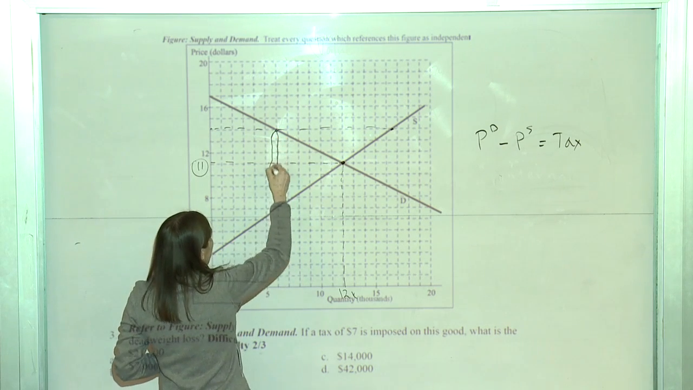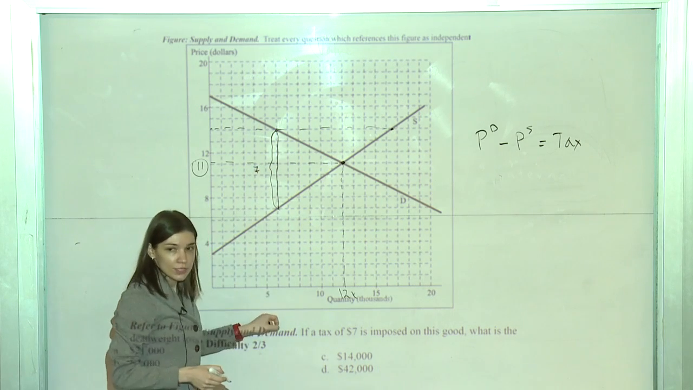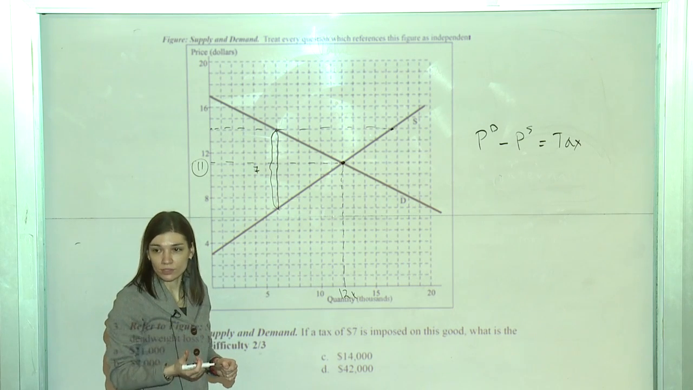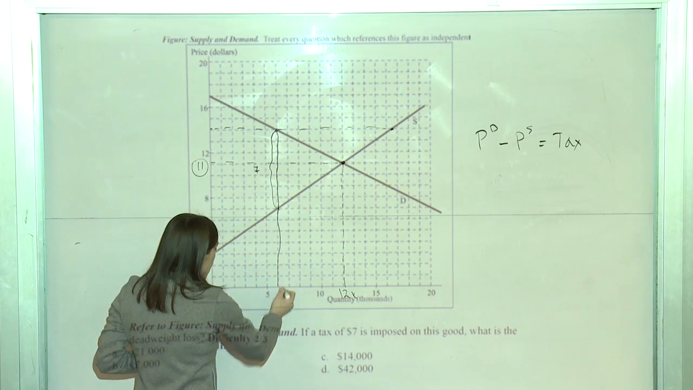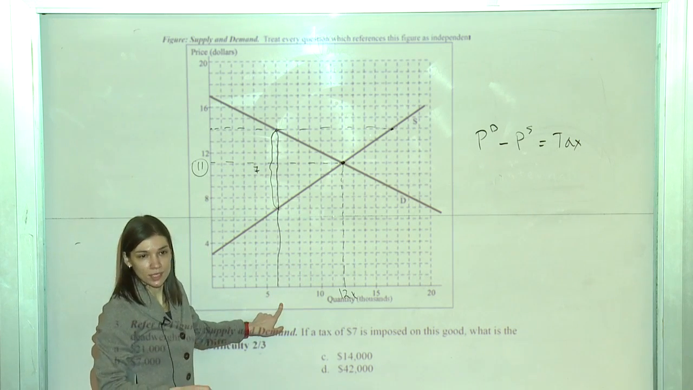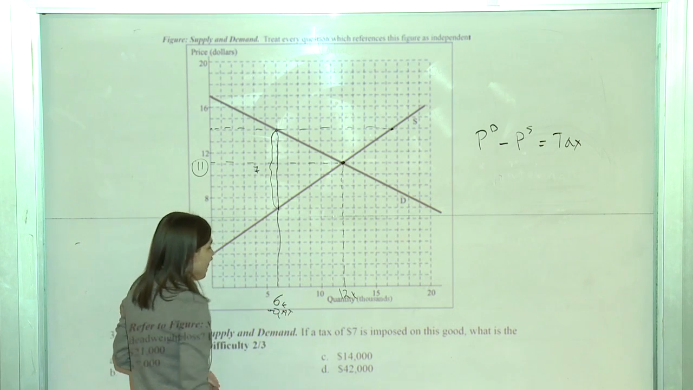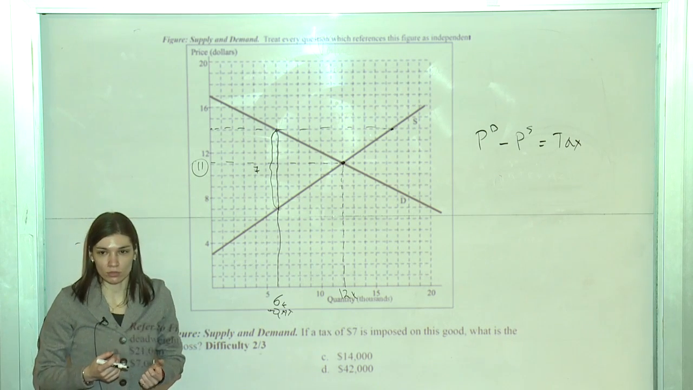So this difference here is going to be the amount of the tax, which is 7. And if you take this to the x-axis, then you can find what is the quantity after the tax, the quantity bought and sold. And we see that this is going to be 6,000 now. This is the quantity after tax. Right, so the question is about the deadweight loss. What is a deadweight loss?